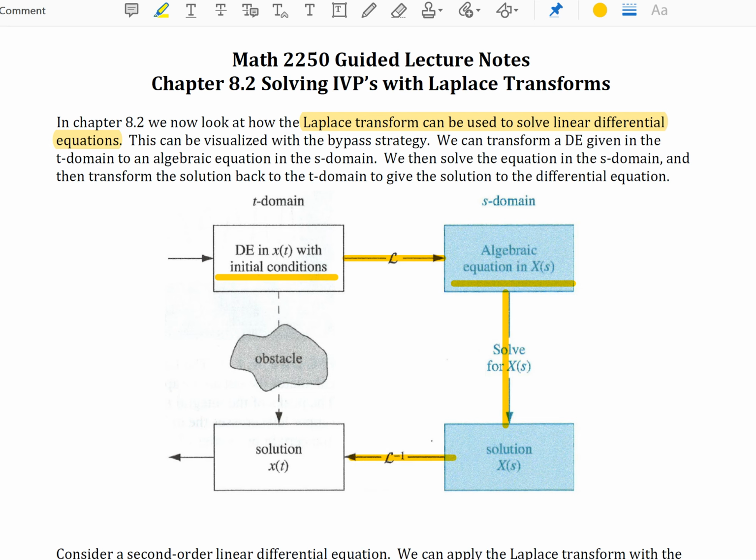Consider a second-order linear differential equation. We can apply the Laplace transform using the properties of linearity to obtain the following. So given our general non-homogeneous second-order linear differential equation, apply the Laplace transform to both sides of our equation, and use the linearity properties to rewrite the left-hand side.